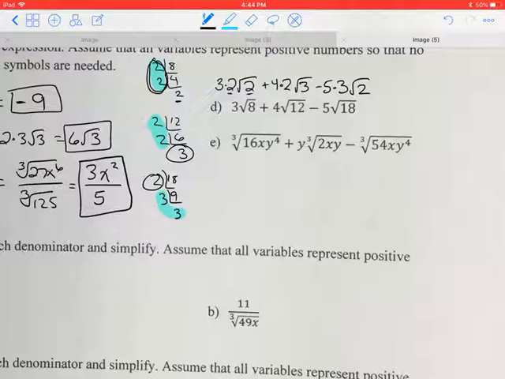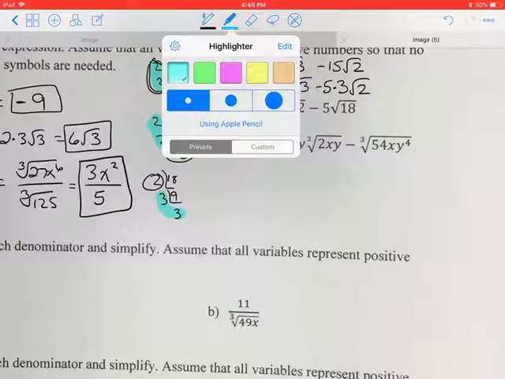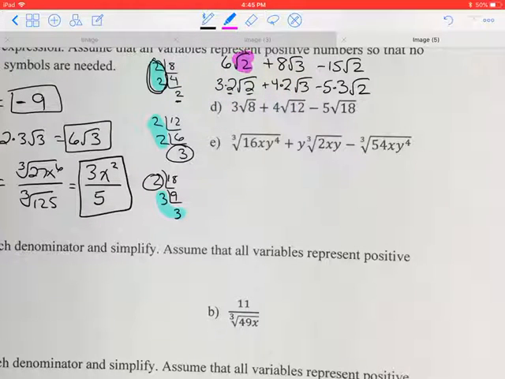All right, so if I clean this up a little bit, I have 6 square roots of 2 plus 8 square roots of 3 minus 15 square roots of 2. I can only put together radicals that are similar, so I need the ones that both have square root of 2. So 6 minus 15 would give me negative 9 square roots of 2. And then I don't have anything to go with that other radical, so I just bring it over. And it doesn't matter what order you put those in.